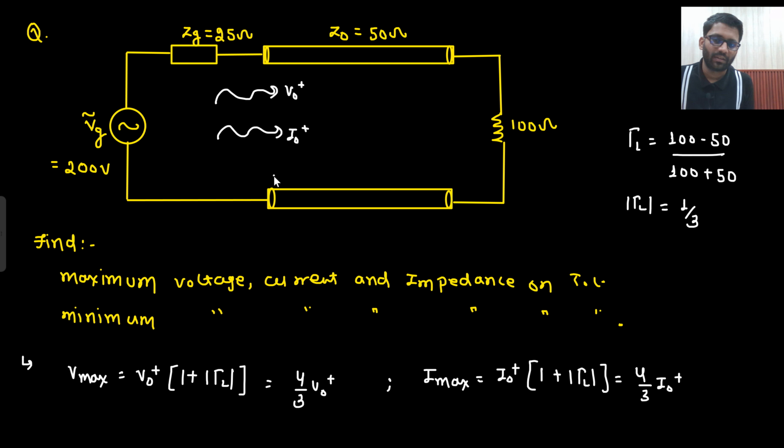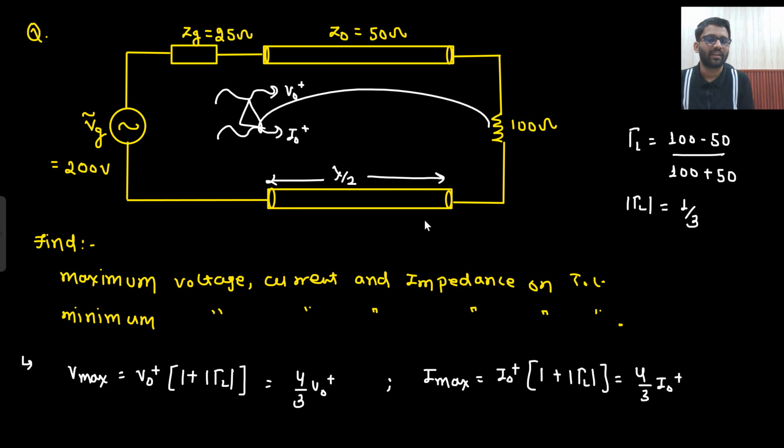So just for making it a bit complex, I will mention the length as well. Since the length is lambda by 2, some student will be thinking that I will replace it with 100 ohm, because lambda by 2 length is there. That means complete ZL will be transferred here. So you will be replacing with 100 ohm and you will be getting it incorrect. The correct would be to replace it with 50 ohm.